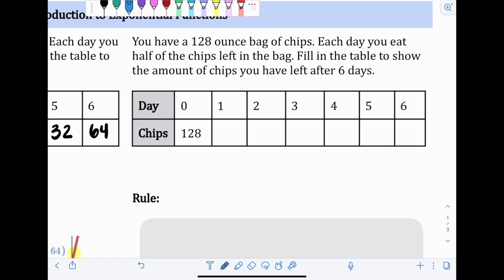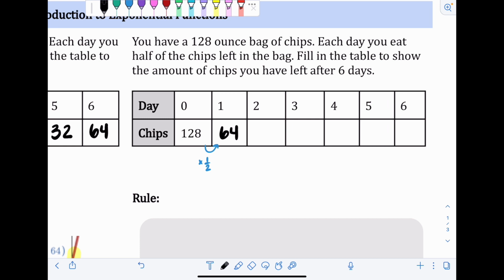So if we eat half of that, we would have to either divide it by 2 or multiply by 1/2. Because remember, if you hear the word "of" in math, it means multiply. So half of 128 would mean multiplying by 1/2, which is the same thing as dividing by 2. So 128 divided by 2 would be 64.